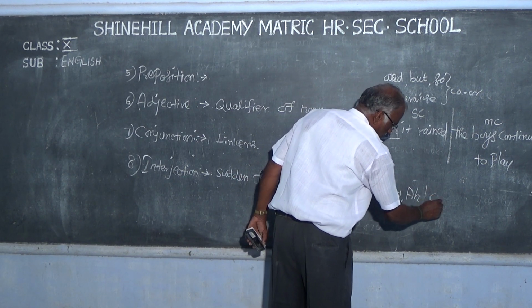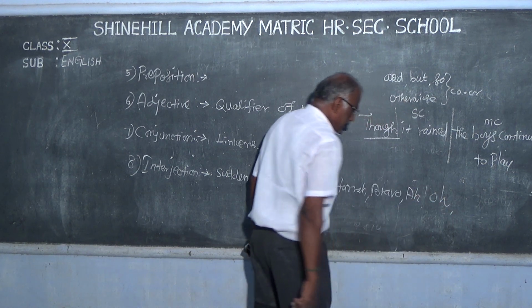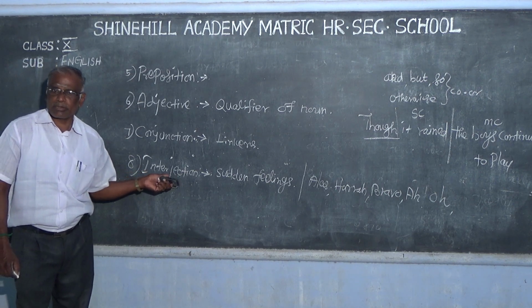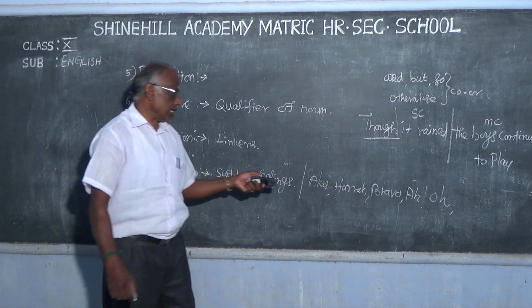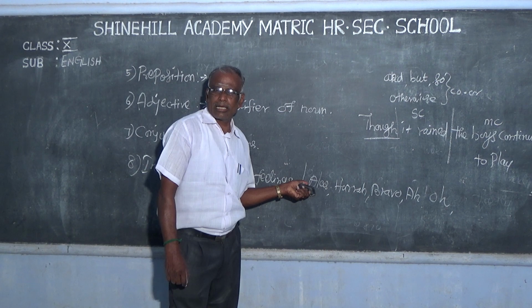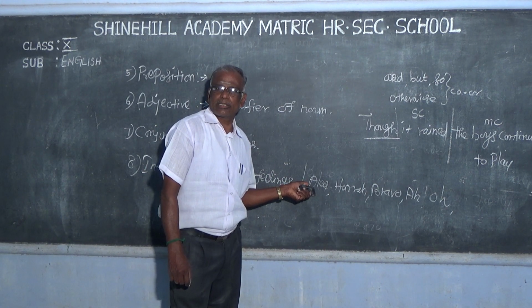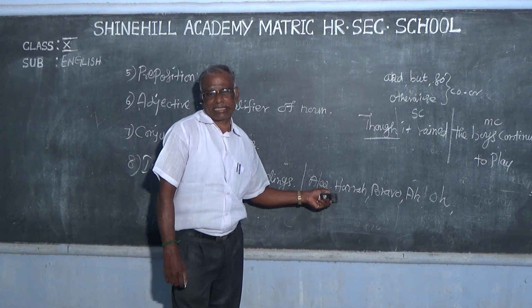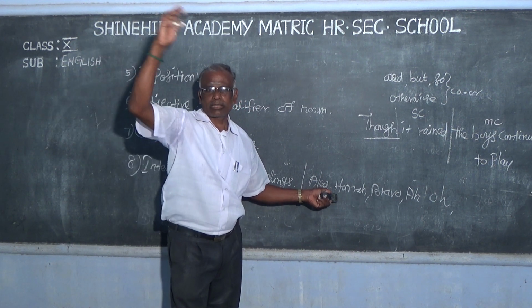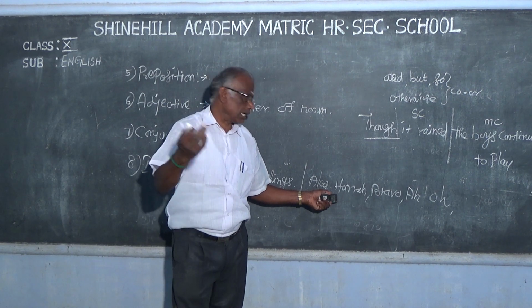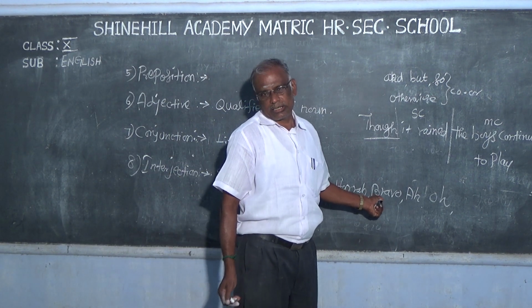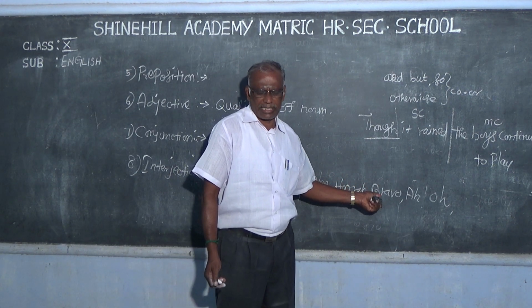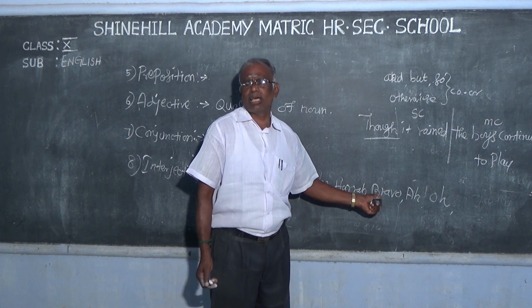Yeah, then woah. So these are all interjections. They express some sudden feelings, because alas, we use to denote a sorrowful condition. Then hurrah means happiness. Hurrah, our team won the World Cup, like this. Then bravo means appreciation. So if the captain wants to appreciate the players, he says bravo, my boys, we have done well.